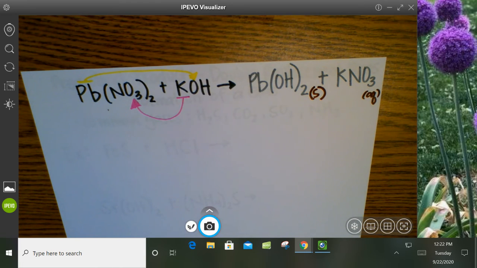All right. And so that is how we go through figuring out the precipitate or the solid from a double replacement reaction where we have to predict the products. Make sure you have your solubility rules that you can use to go through this. If you have those rules, it'll make it a whole lot easier.